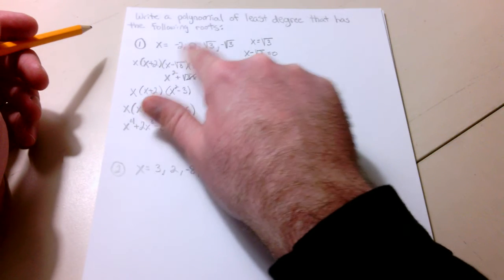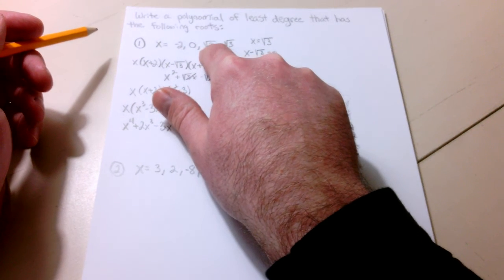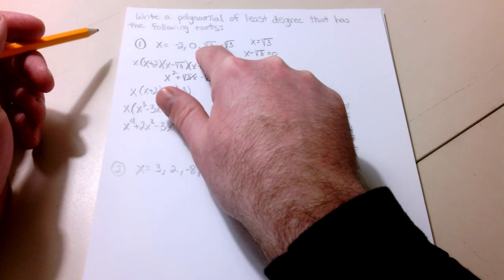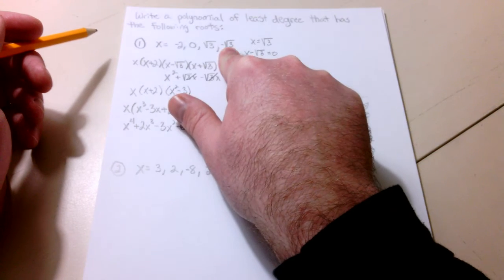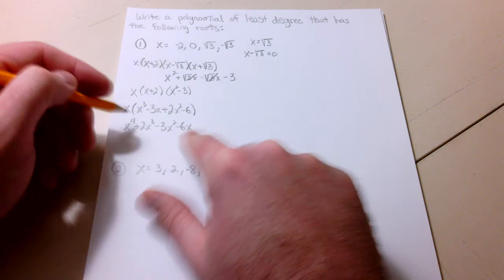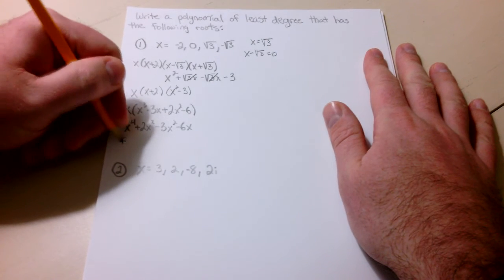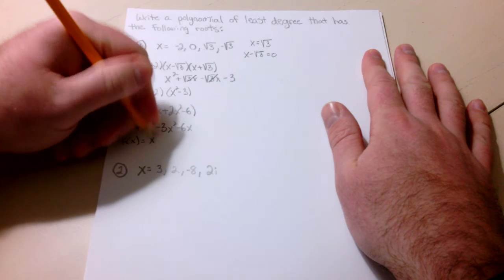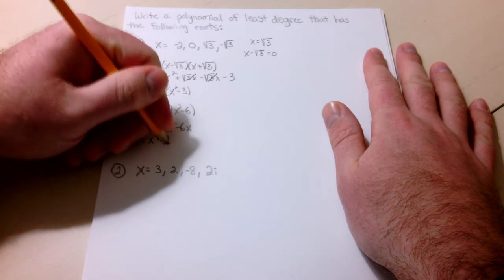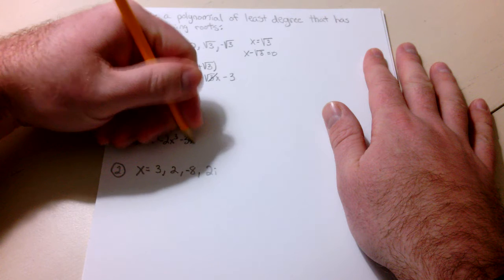Now again, the trick here was that we start with 3 zeros, and because you have an irrational, you know there has to be a hidden one, and it's just the opposite of whatever sign. So this is positive square root of 3, so I have to include negative square root of 3. Again, we can just give our function some sort of name. I'll call this f of x this time. So f of x equals x to the fourth minus 2x to the third minus 3x squared minus 6x.